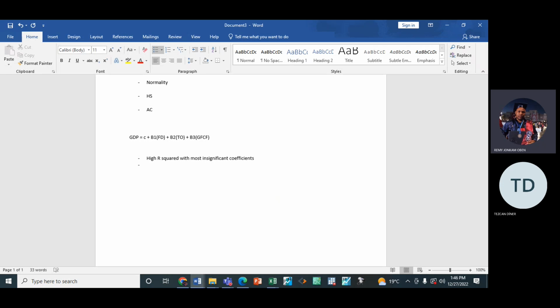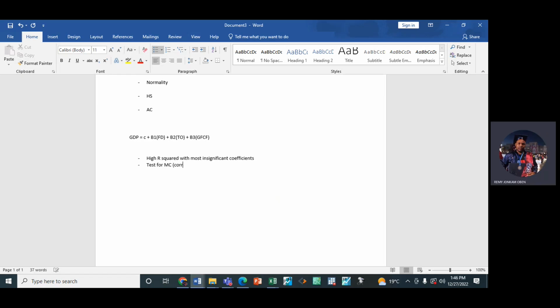But to formally test for multicollinearity, we can use the correlation matrix. And we can also use what is known as the variance inflation factor. I've heard about this. Heard about it? Yeah. In class? Yeah. Variance inflation factor, or tolerance factor, whatever. So we can use these two things to formally test for multicollinearity.